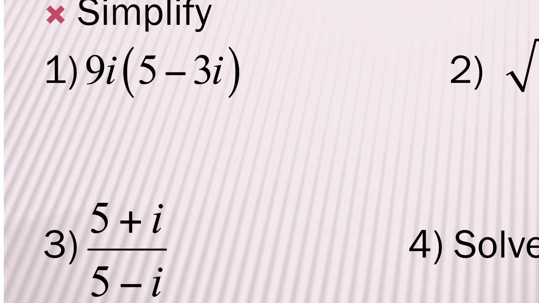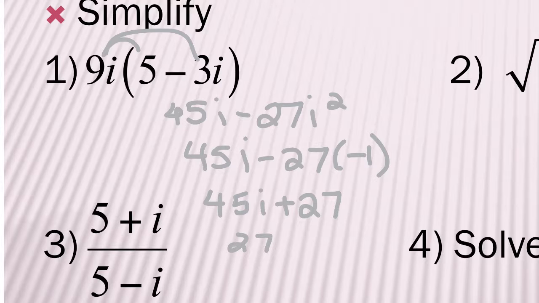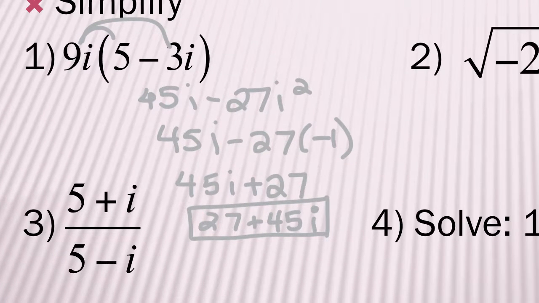So for number 1, we're just going to distribute this. I distribute the 9i into both the 5 and the negative 3i, and I get 45i minus 27i squared. That i squared becomes a negative 1, and negative 27 times negative 1 becomes positive 27. And then we write this in standard form, which means what? Good. The i always comes last, so this would be 27 plus 45i. You'll know it's in standard form if the i is the last thing that you've written.